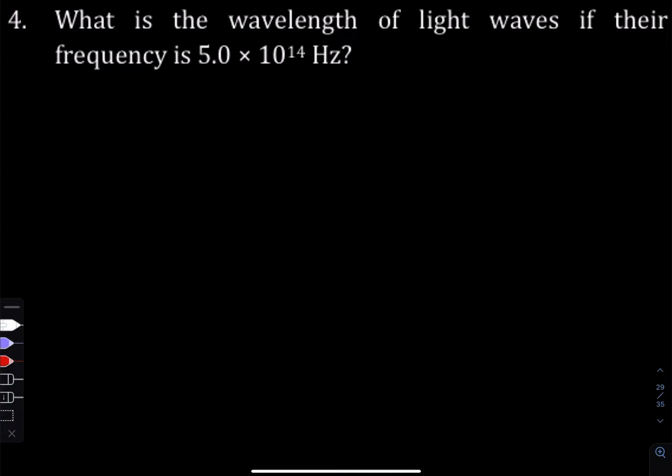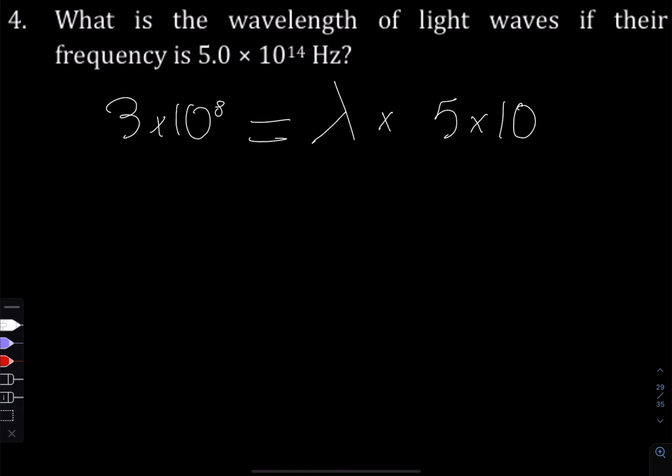What is the wavelength of light waves if their frequency is 5 times 10 to the 14 hertz? So once again, speed of light waves on the left. We have the frequency, which is 5. Let's do this first. We're trying to find wavelength, right? Frequency is 5 times 10 to the 14th hertz.